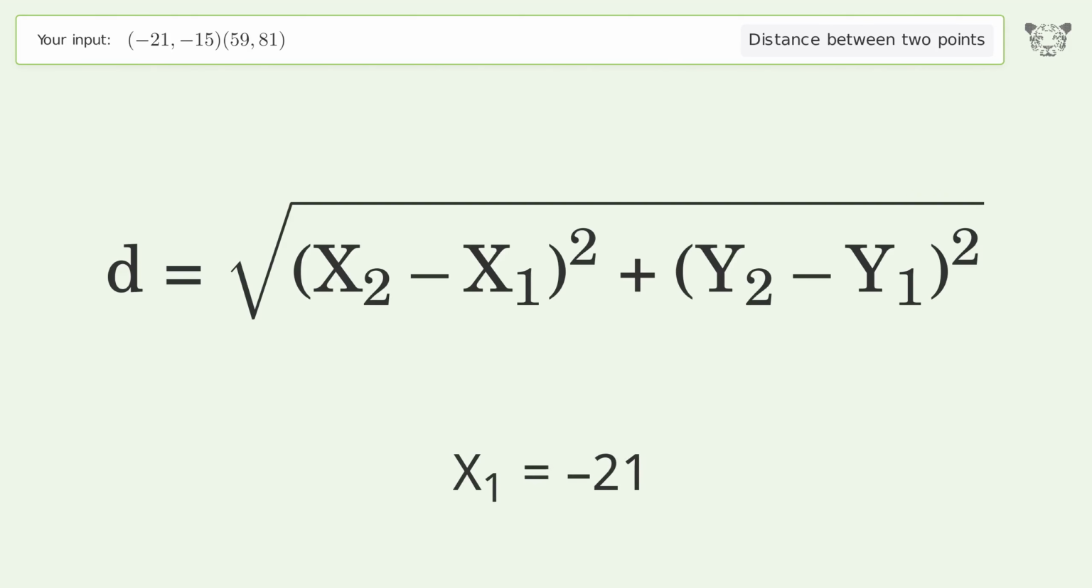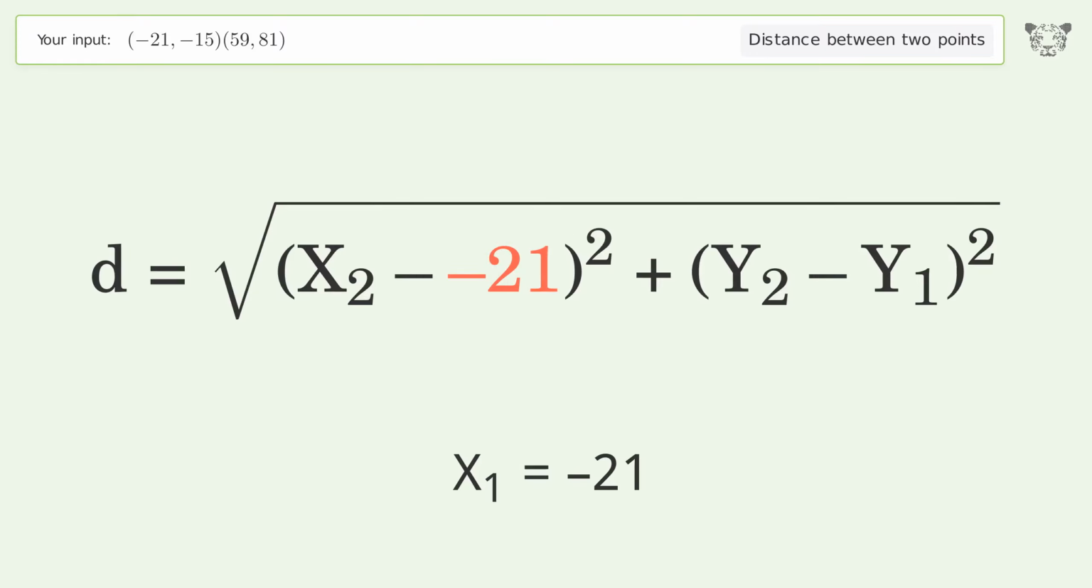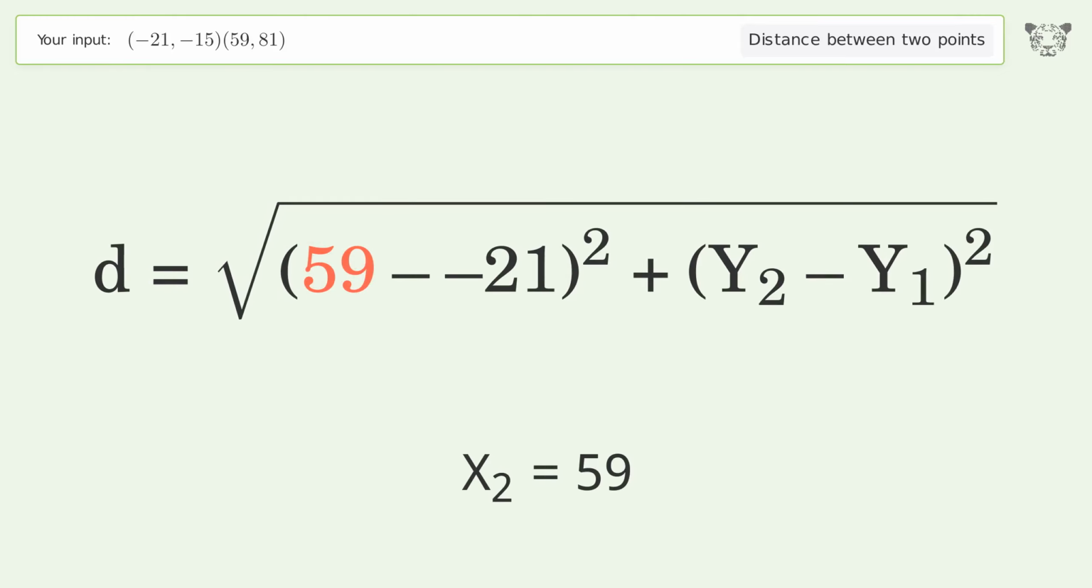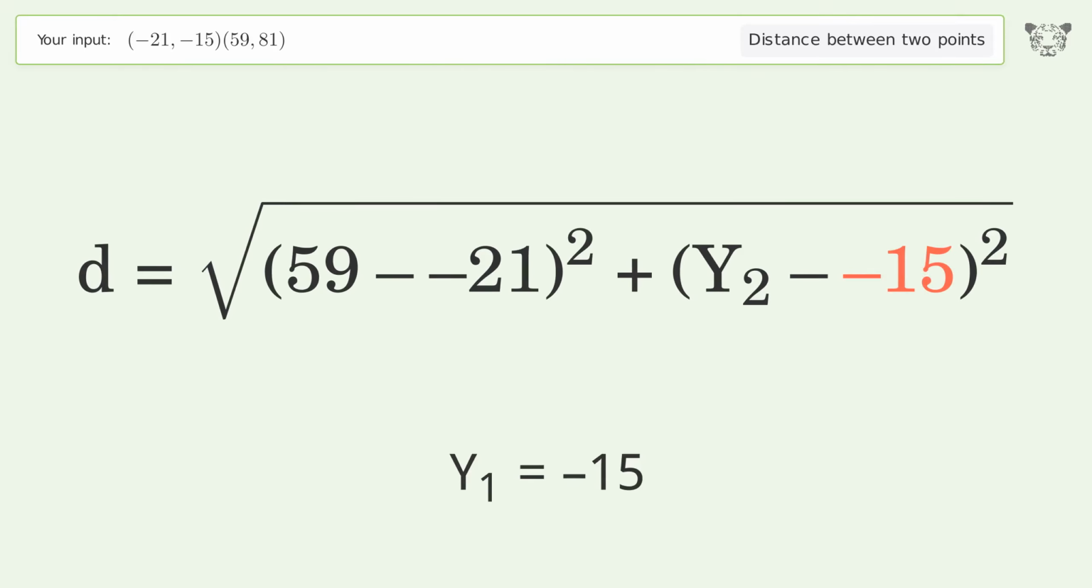x1 equals -21. x2 equals 59. y1 equals -15. y2 equals 81.